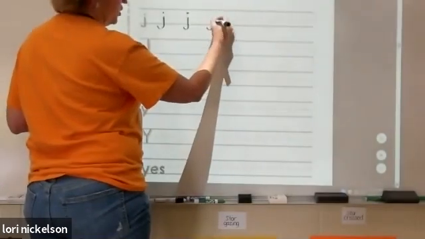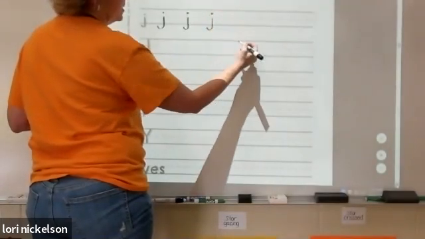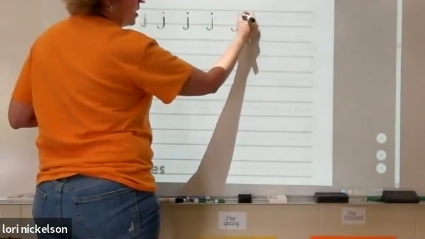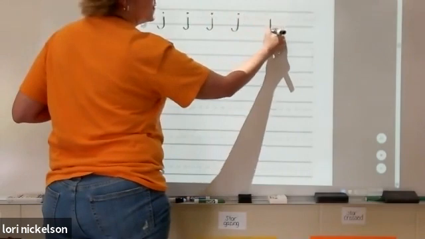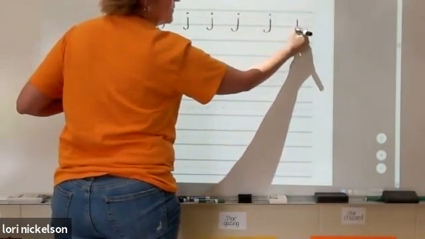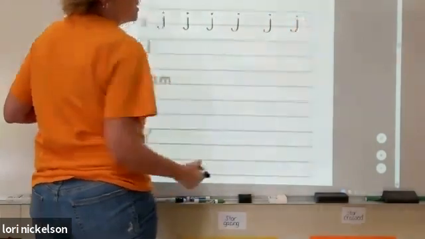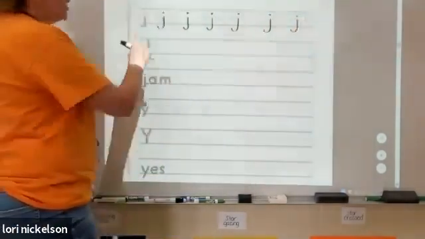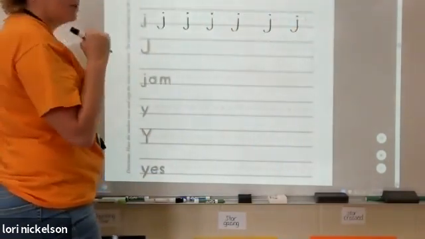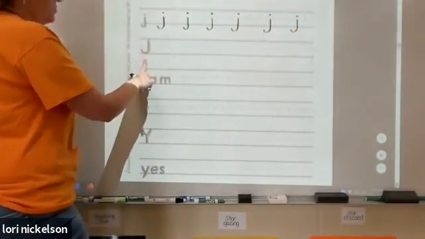Let's make a fish hook down and a dot on top. Fish hook down, a dot on top. Good. And the lowercase j sounds like a what? Ja. Good. Now let's do the capital J.